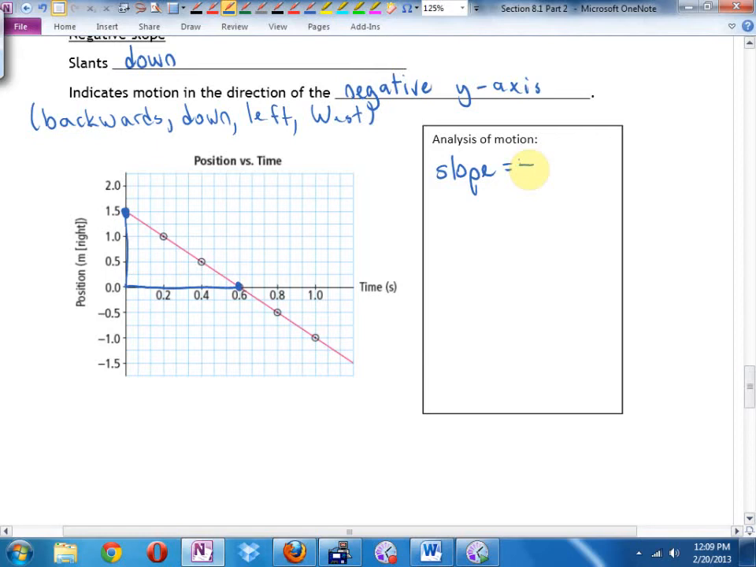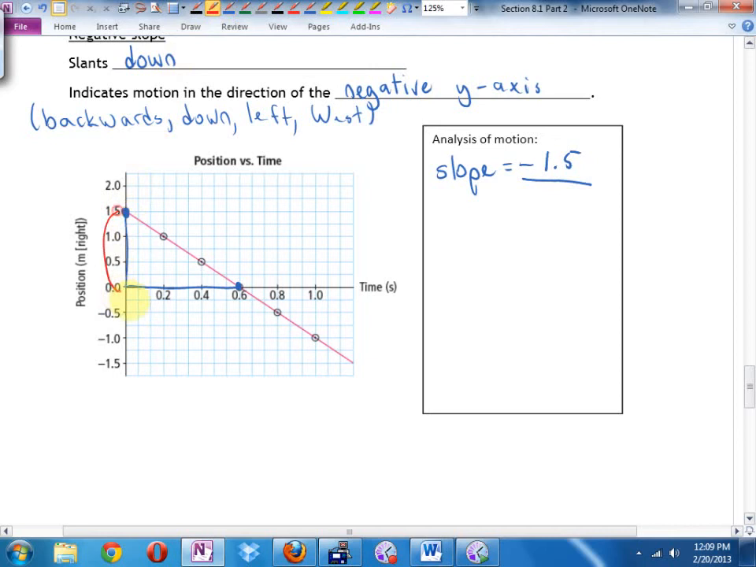What's the rise? How high are you when you started? 1.5. And where I put this dot, how high are we? How high are we? What's the rise? 1.5. Technically negative because we're going down. I already got the negative, yes? Over.